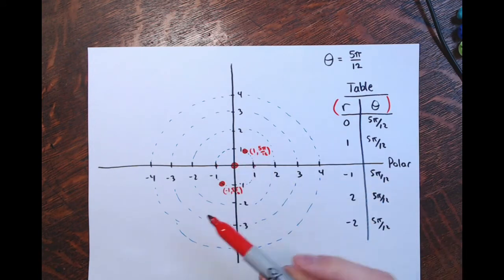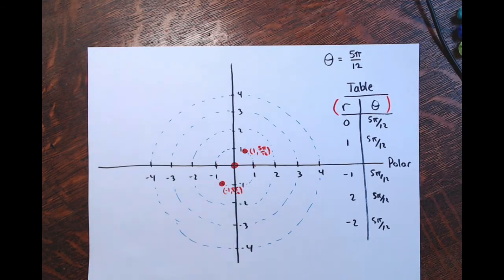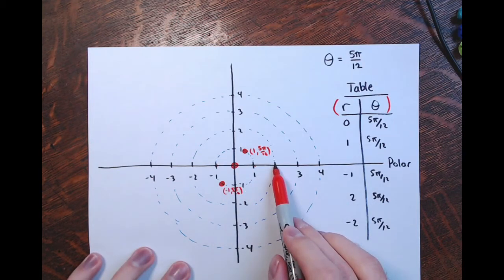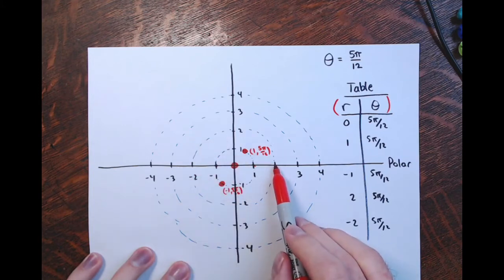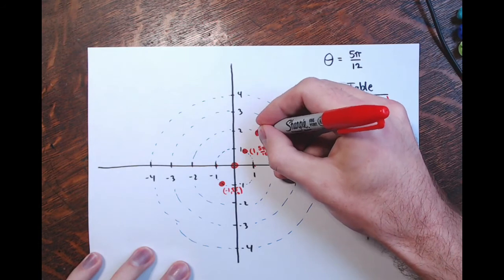These points seem to be falling in a straight line that goes through the origin. And we'll see that that is indeed the case. How about this? (2, 5π/12). So I go to 2 on the polar axis and then travel on this circle 5π/12 in the counterclockwise direction. So that's landing me here.